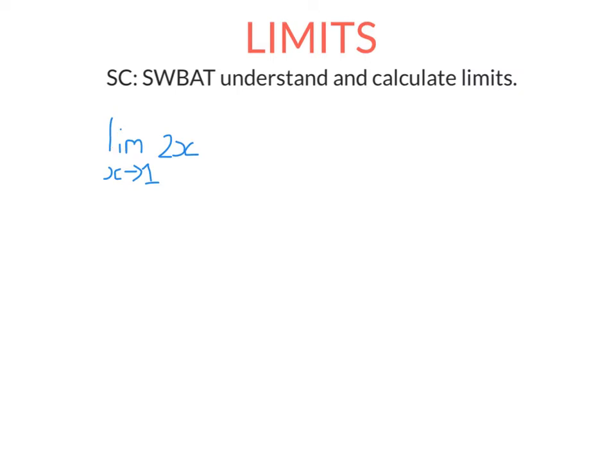This lim just means limit. This is read as the limit as x approaches 1 of 2x. What this is saying is, as x gets closer and closer to the value of 1, what happens to the value of 2x? Well, obviously, 2x is going to get closer and closer to 2.